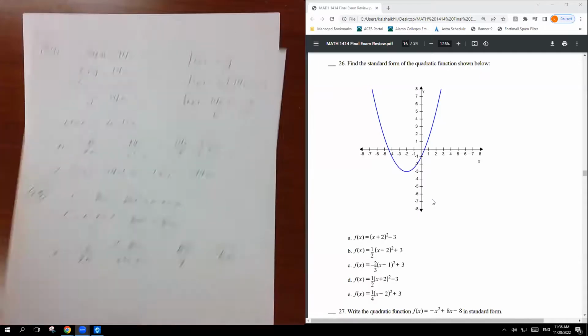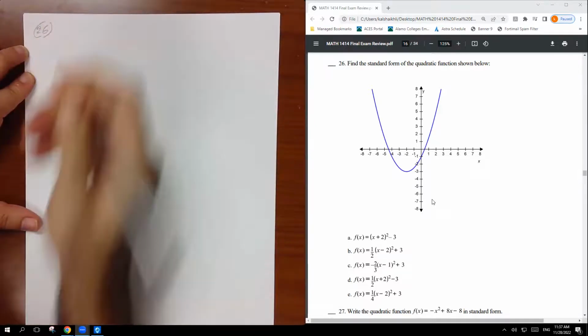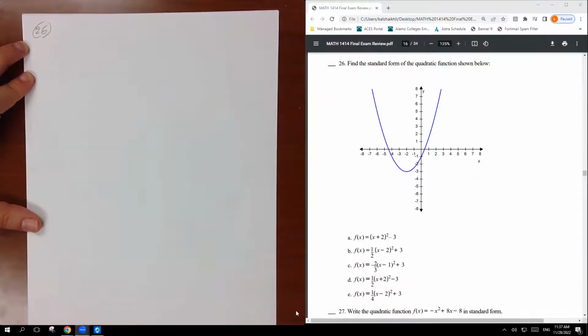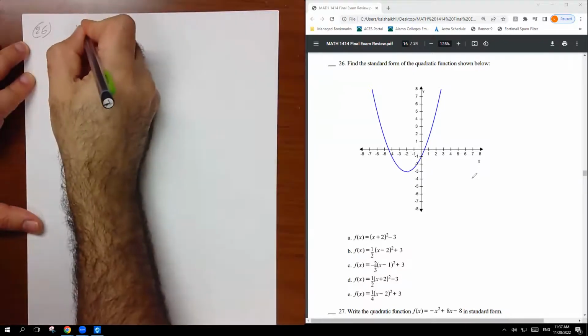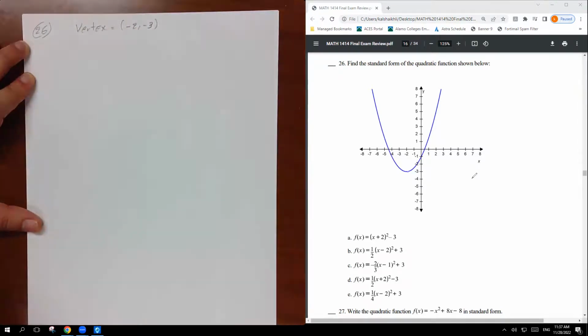For 26, let's check how we're going to find the solution for 26. We have the graph and we need to write down the function, the standard form of this graph. The first thing what I'm going to do, I'm going to locate the vertex point here. The vertex point here is h is -2 and k is -3. So here is the vertex, which is equal -2 and -3. Now, the other thing I need to locate the y-intercept, which is 0, -1.